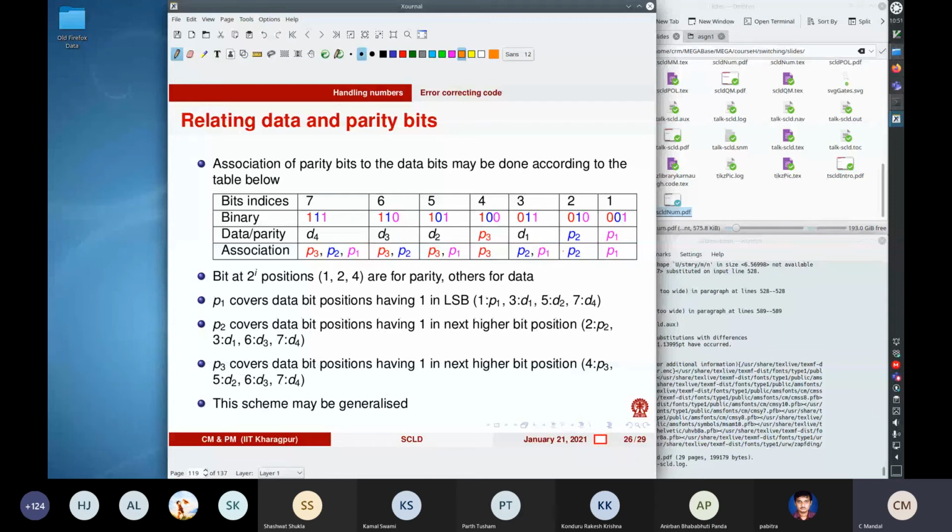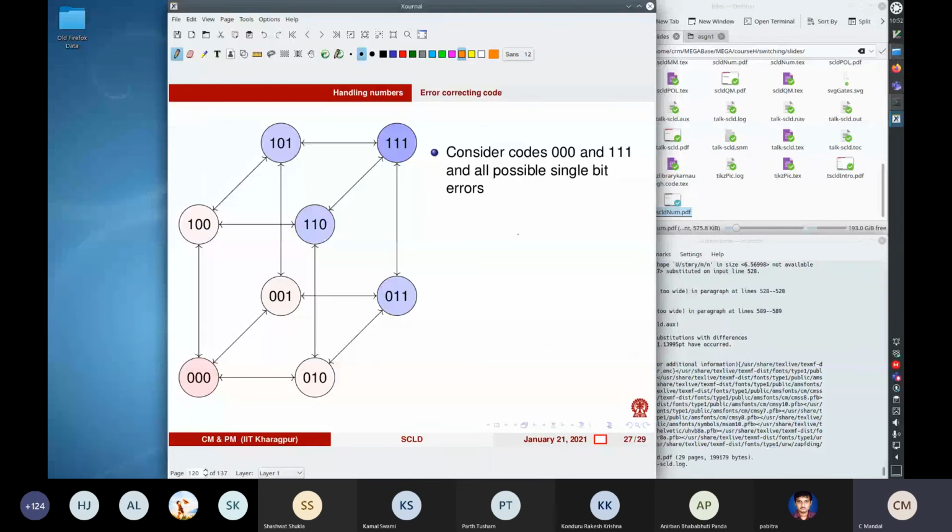All right. So similarly, P2 covers data bit positions having 1 in the next bit position. So what happens is that this allows you to construct the logic optimally. This kind of indexing helps you to construct the logic optimally.